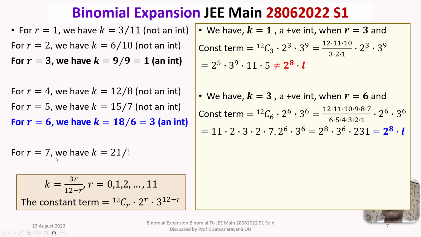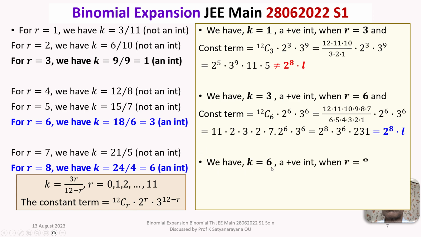So for r is equal to 7, k is not an integer again. When r is equal to 8, then we have k is equal to 24 by 4, that is 6, an integer, a candidate. And let us see for the constant term. So we have k is equal to 6, a positive integer, when r is equal to 8.